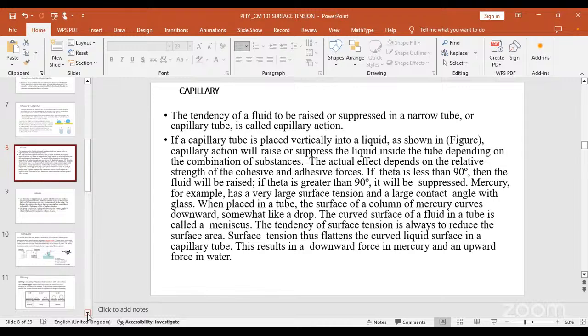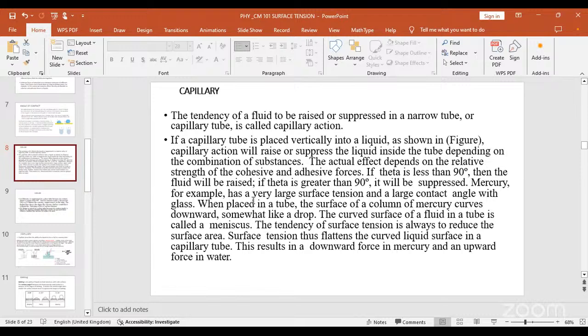The capillary action is the rise or fall of liquid when it is in the narrow tube, or when it is in a capillary tube. The effect depends on the relative strength of the cohesive and adhesive forces. Like we have been saying, if theta is less than 90, then the liquid will be raised. If theta is greater than 90, it will be suppressed.